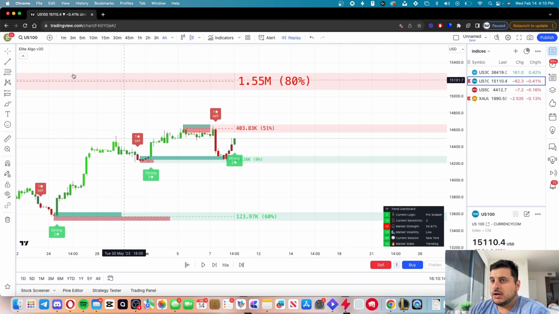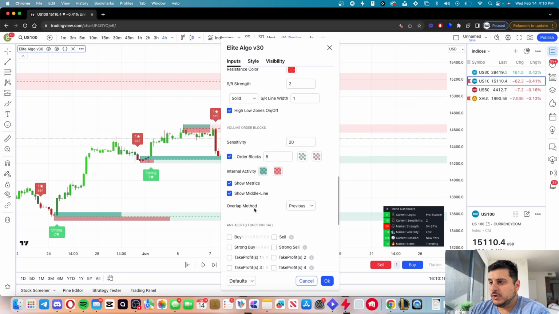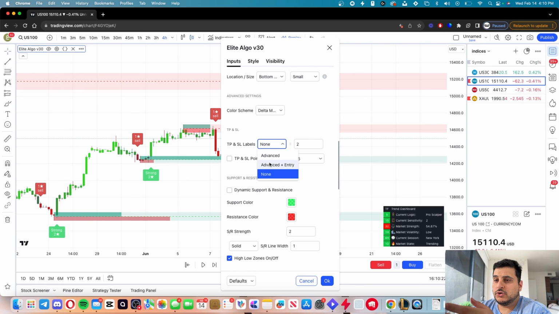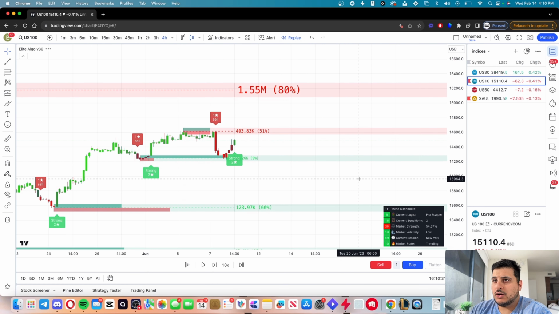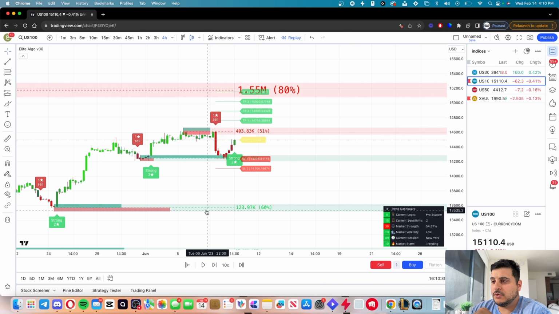Check this out here. We can go into the indicator. We go all the way down here. We're going to turn on the stop loss and take profit levels for us. So click this here, turn it on. We're going to press OK. Now check this out. The algorithm is going to recommend stop losses and take profits for us.